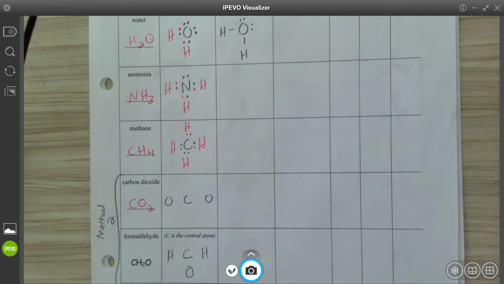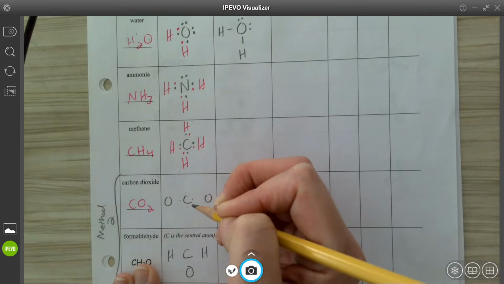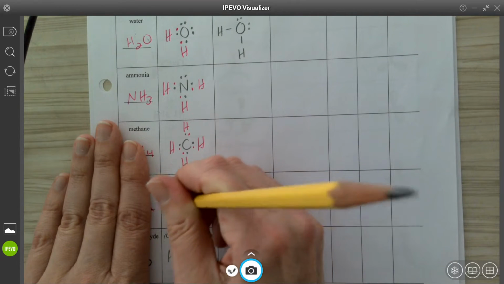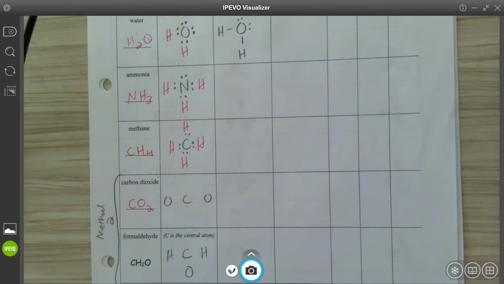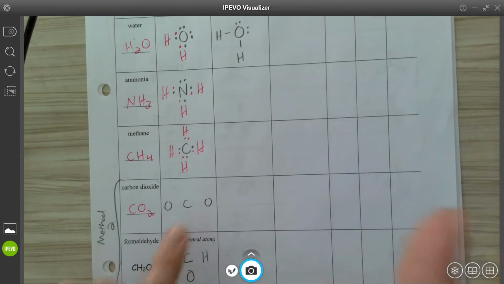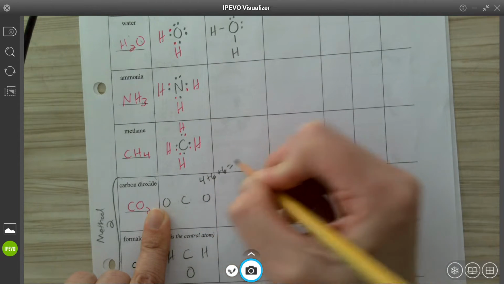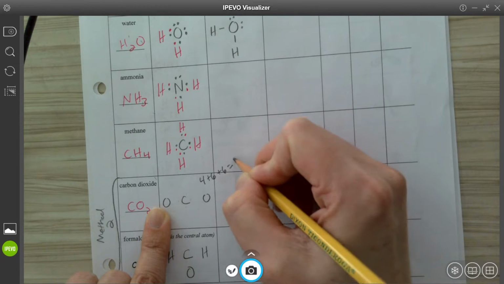Carbon dioxide, do not put 4 on the carbon. Don't do like we did with method 1. Don't put 4 dots around the carbon, because you can tell it's not going to work. If this has 4, this has 6, and this has 6, there's no way for it to easily fit together. When you do method 2, don't draw the dots, just add them up on the side. Carbon has 4, oxygen has 6, oxygen has 6. So we have a total of 16.